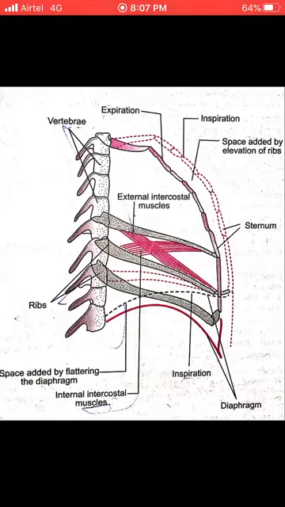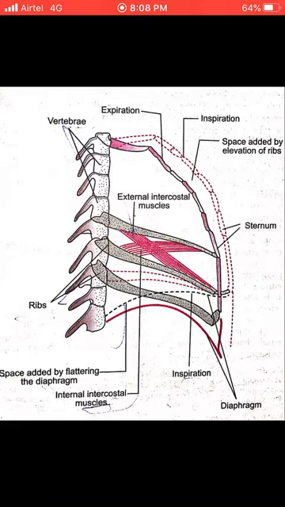11 pairs of muscles are present there. The internal intercostal muscles are 11 pairs of muscles present between the ribs, and the external are 12, so both 11 and 12. When these ribs are pulled downward and inward, the thoracic cavity decreases dorsoventrally and laterally. This means external intercostal muscles increase the cavity dorsoventrally and laterally, while internal intercostal muscles decrease the cavity dorsoventrally and laterally.